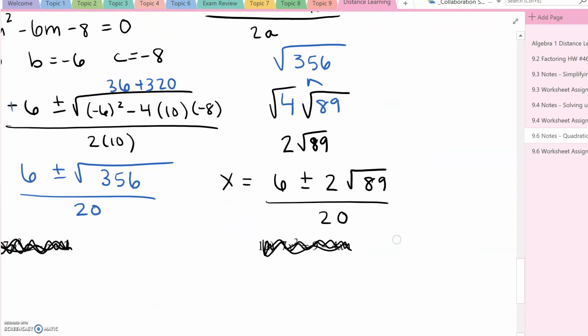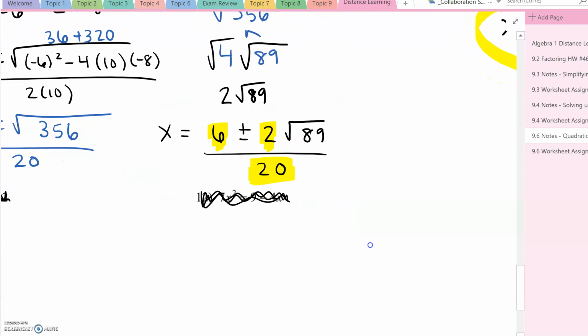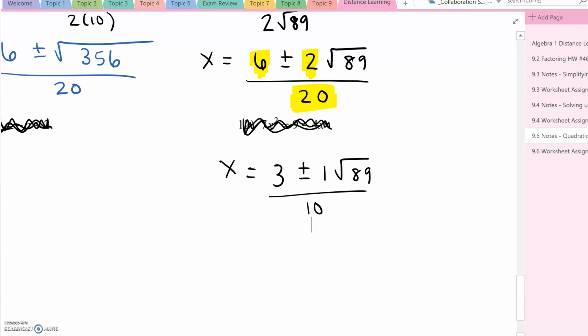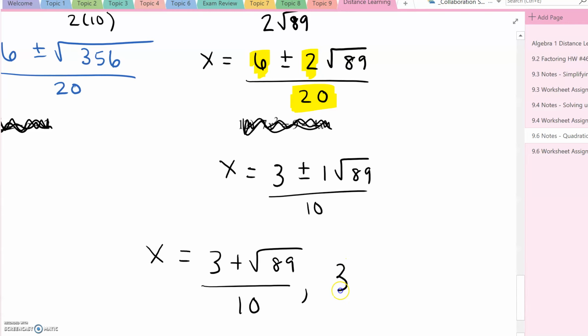Now here's where things get interesting. Do you see how the 6, the 2, and the 20 are all even numbers? We can divide all of those by 2. So that's what we want to do to solve this final problem. So 6 divided by 2 is 3. 2 divided by 2 is 1. 20 divided by 2 is 10. So our answer here is x equals 3 plus the square root of 89 because 1 times anything is the other number. And also, I don't need to write x again, sorry. Also 3 minus the square root of 89 over 10.